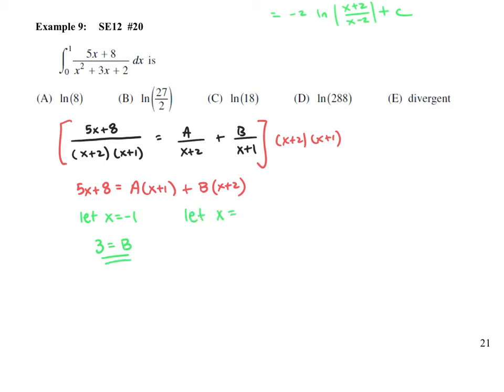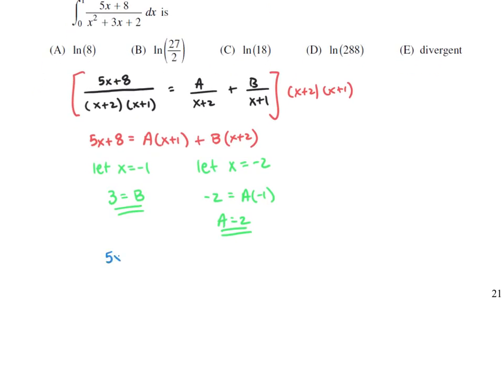Then we're going to let x be -2. So on the left, we have 5 times -2 plus 8, which is -2, and a times -2 plus 1, so that's a times -1. And that means that a is +2. All right. Our fraction now is (5x plus 8) divided by (x plus 2)(x plus 1) equal to a is 2 divided by x plus 2, b is 3 divided by x plus 1.